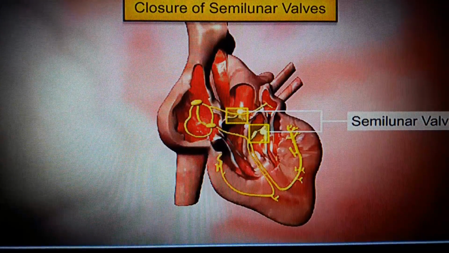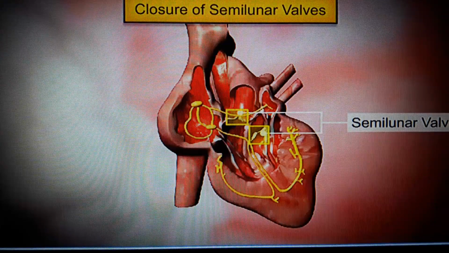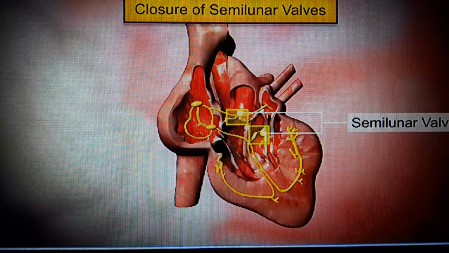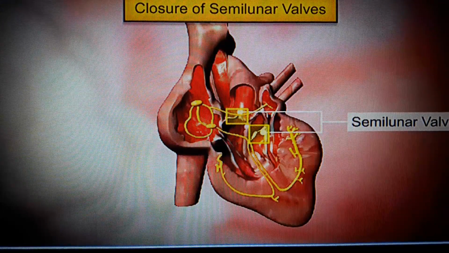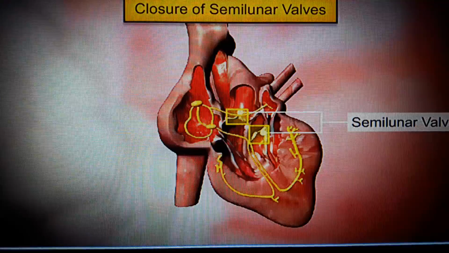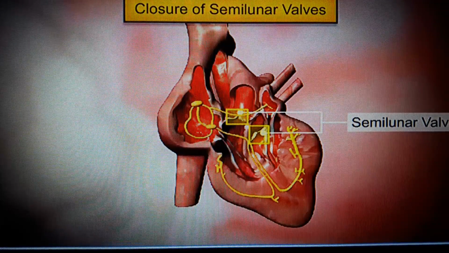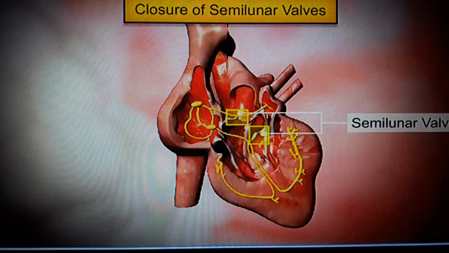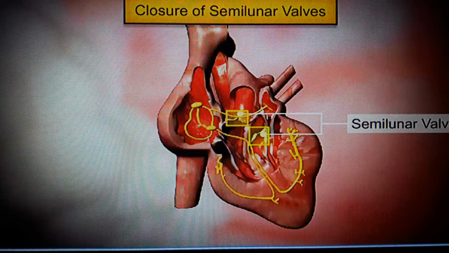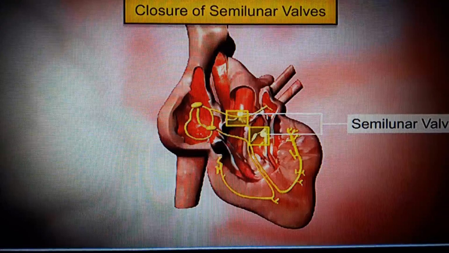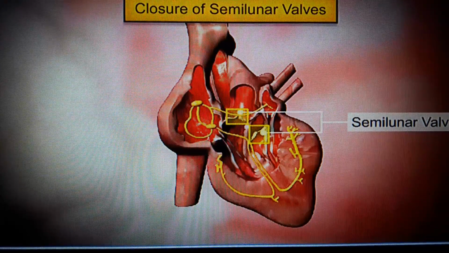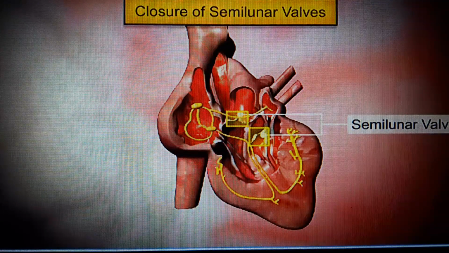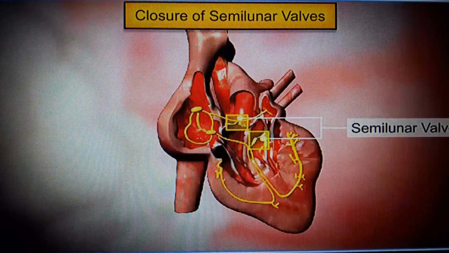The second sound produced during the cardiac cycle is dub. It is produced by the closing of the semilunar valves present at the base of the pulmonary artery and aorta. It occurs at the end of ventricular systole or the beginning of ventricular diastole. It is of shorter duration, 0.10 second, and is a fainter sound, that is called dub.